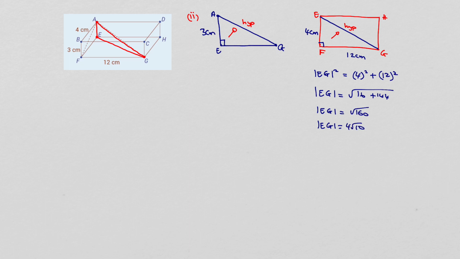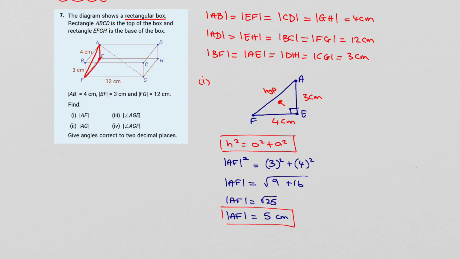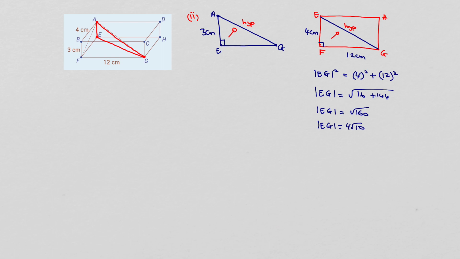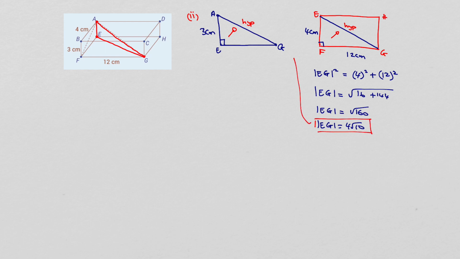Now, if we go back to the question there, you can see that it says give angles correct to 2 decimal places, but it doesn't say anything about the lengths. So I'm going to keep this in surd form because I'm not looking for EG, I'm looking for AG. So if I simplify too early, then that's going to be a problem. So I'm going to put back into my triangle the fact that EG is 4 root 10, and that's centimeters.